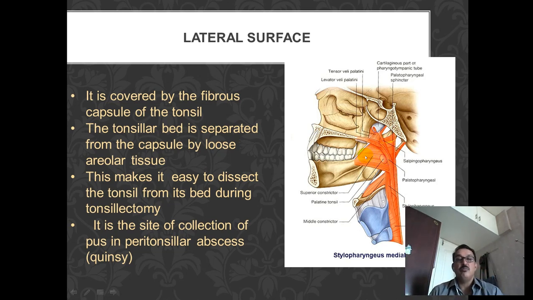And the lateral surface is covered by the fibrous capsule of the tonsil, and the relations are otherwise called the tonsillar bed, which is separated by loose areolar tissue. And because of the tonsillar bed, the loose connective tissue, we can easily do a tonsillectomy without much dissection. And this peritonsillar connective tissue or loose areolar tissue is usually the site of infection, and that infection is called peritonsillar abscess, otherwise called quinsy.